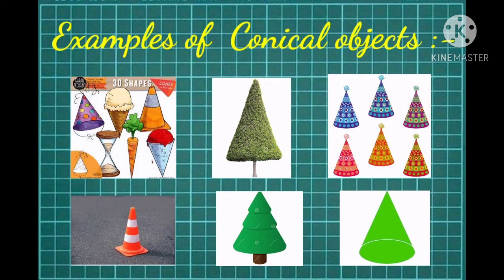See children, these are the examples of conical objects. Ice cream cone, pine tree, birthday caps, skating cone, Christmas tree, shaving cone. These all are the examples of conical objects.